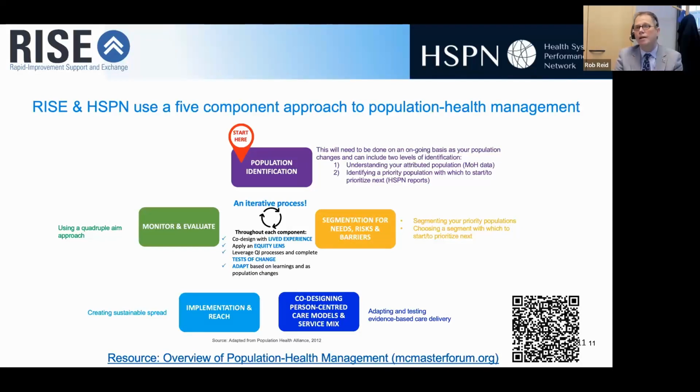The second step is really around segmentation. It's really to try to divide people into different categories based on needs, risks, and barriers to care, so that we can develop care models that are particular for the different subpopulations that we serve, often called priority populations, and so we can actually deliver on the promise to those subpopulations. So it's segmentation based on needs, risks, and barriers.